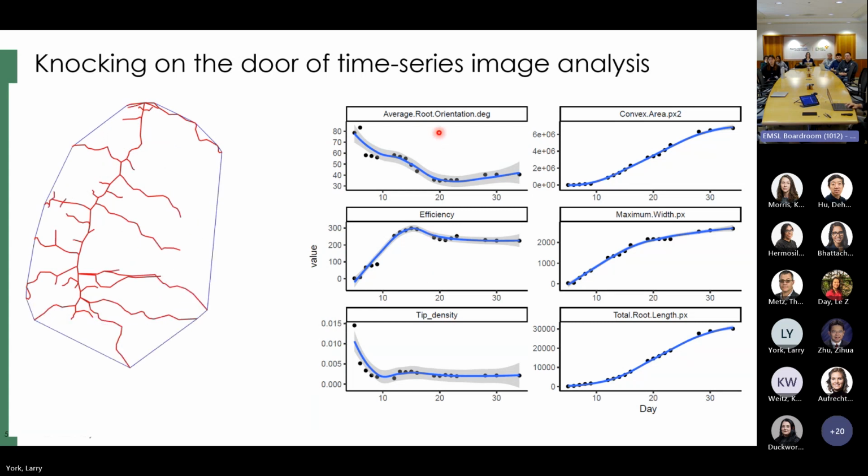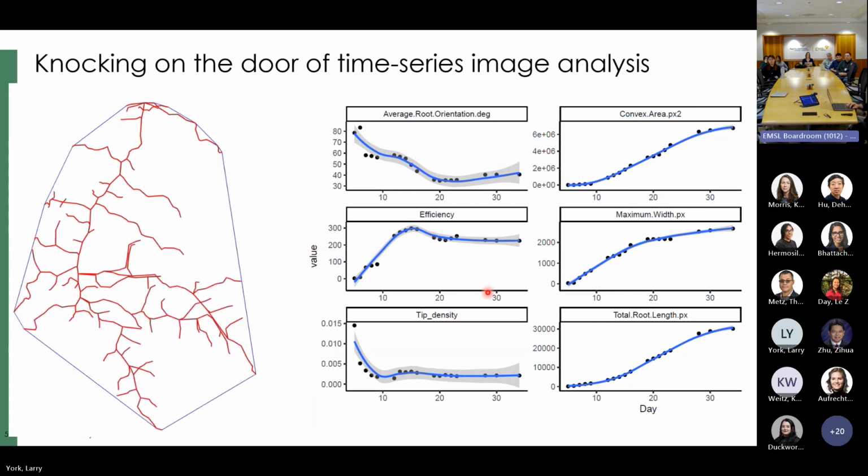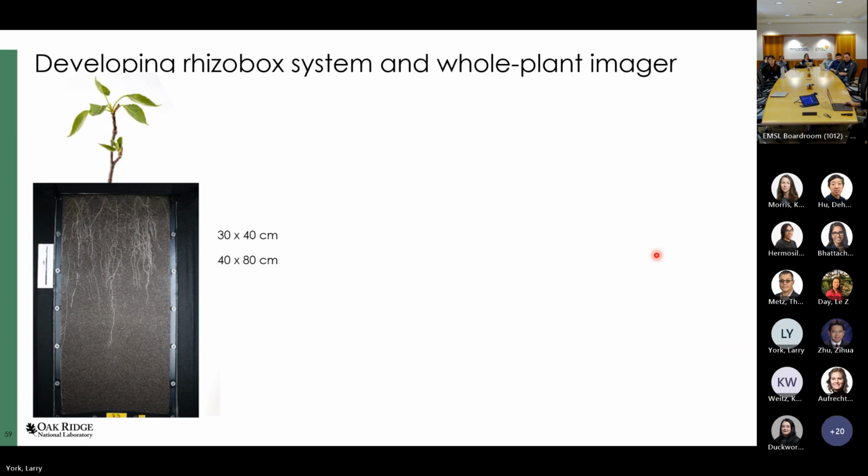Again, thinking about this multivariate aspect, we have several traits and time. How do you analyze that? I have that as well with our Advanced Plant Phenotyping Lab.